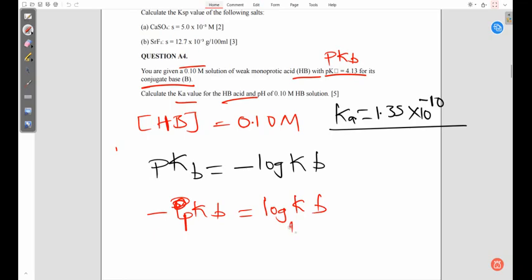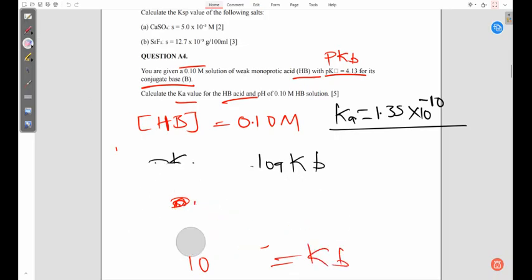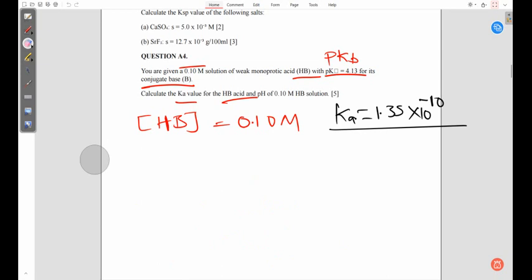We know this is base 10, so the log becomes 10 to the power negative pKb, and that is equal to Kb. That's where this relationship came from, the one we utilized to find the Kb value. And then we're also saying Ka multiplied by Kb is 1.0 times 10 to the power negative 14 at 25 degrees. We've utilized that to help us find the Ka value.